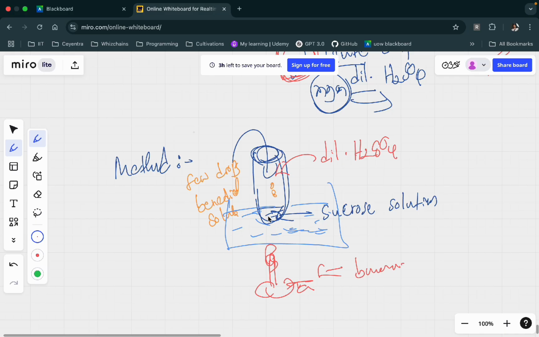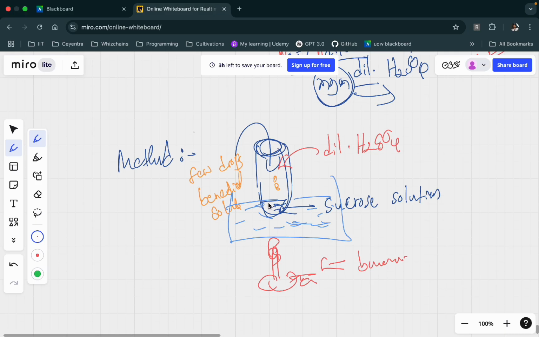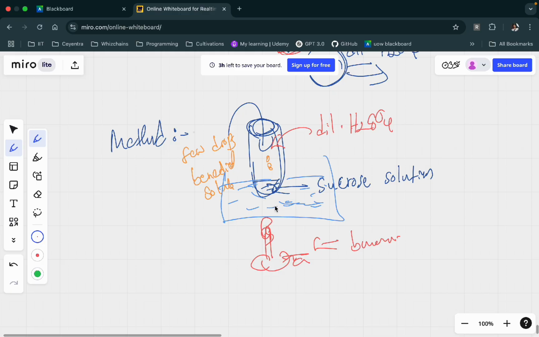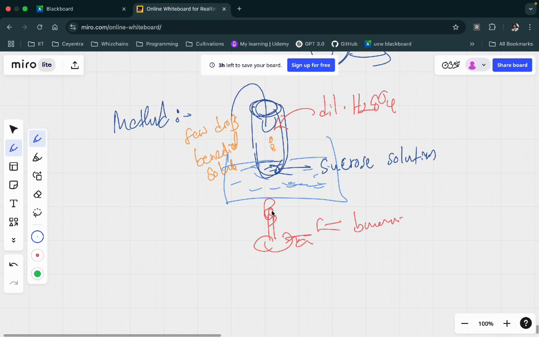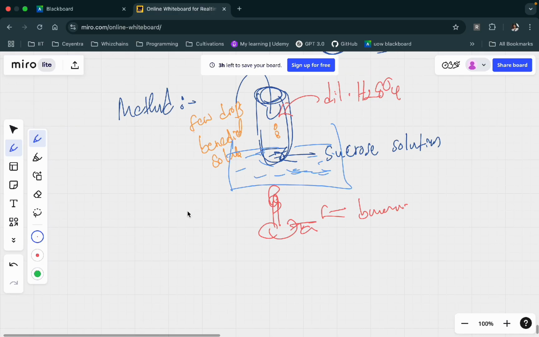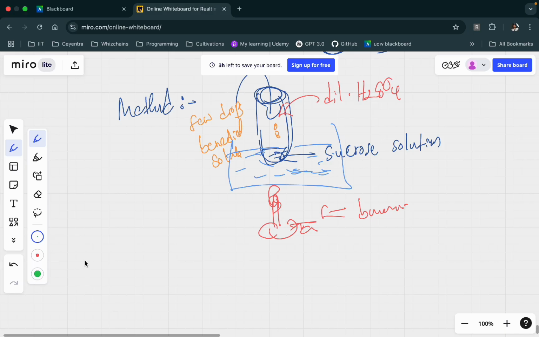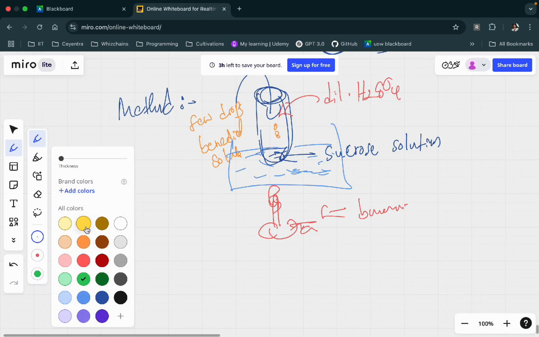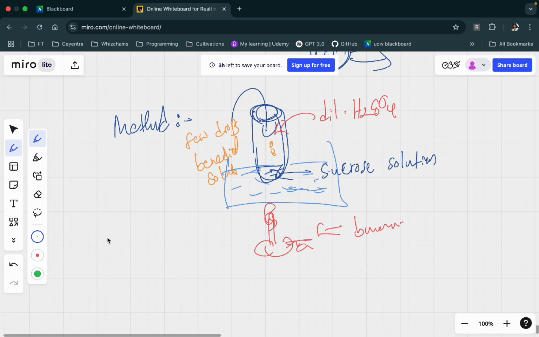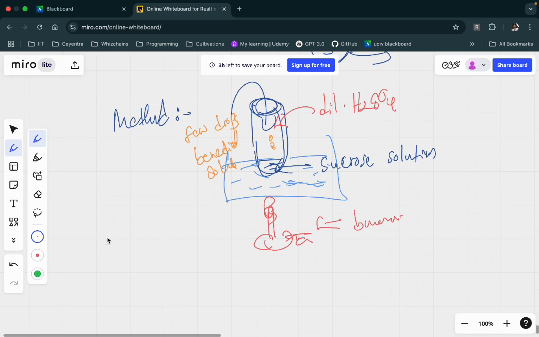So what can you observe? Then you can observe the same color change as in the glucose test. You can identify the same color change as in the glucose test if you do it this way. But here there is an order.